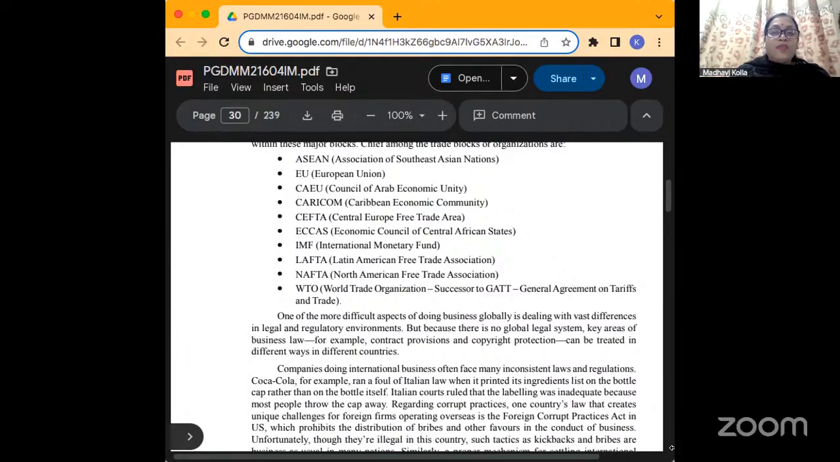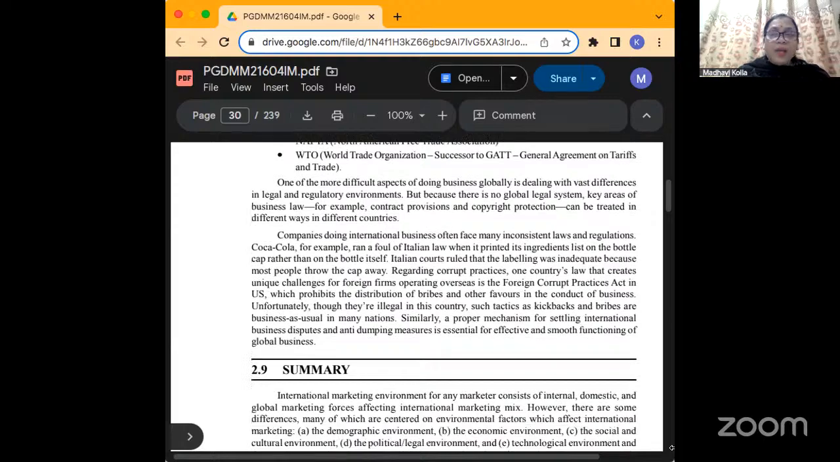And of course, one that most of us are very familiar with is the World Trade Organization, which is actually a successor to the erstwhile GATT or General Agreement on Tariffs and Trade. So, one of the important things that we need to understand is there is no global legal system. Like we have blocks, we have organizations, we have nations, both at the host level and the home level. There is no one single global legal system.